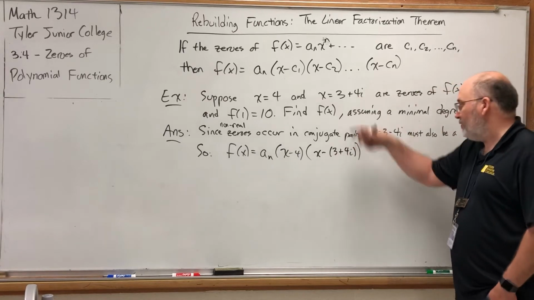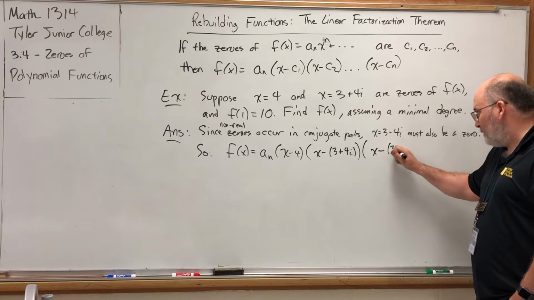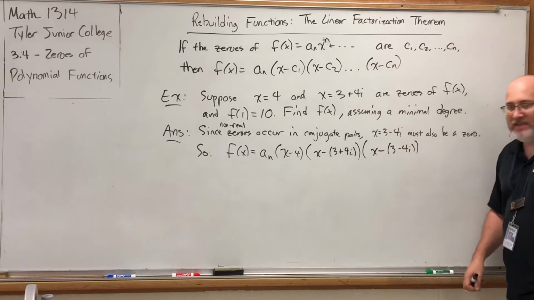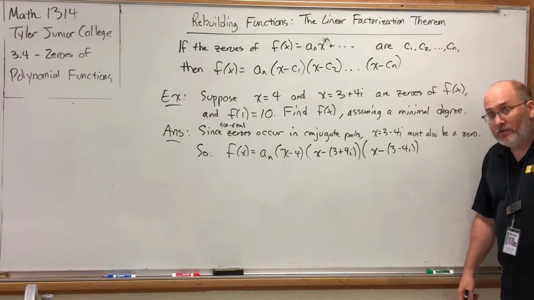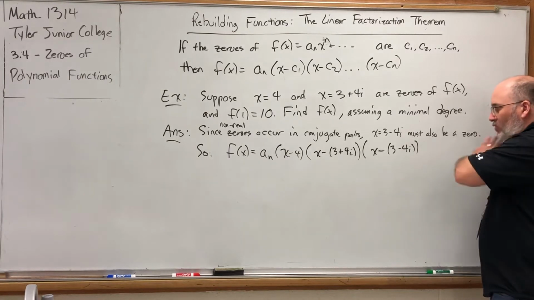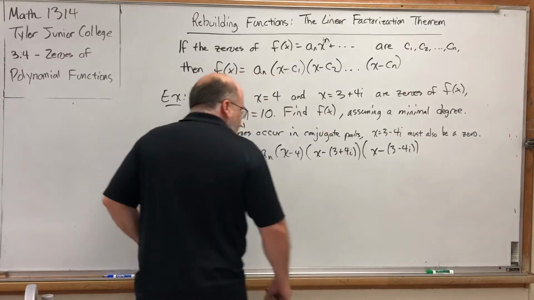x minus this 0. And the third factor is x minus this 0. So x minus parentheses 3 minus 4i. Now I will admit that what's about to happen is much easier if our zeros are all real and integer or rational. But whenever they're irrational or non-real, it gets a little ugly, but manageable.